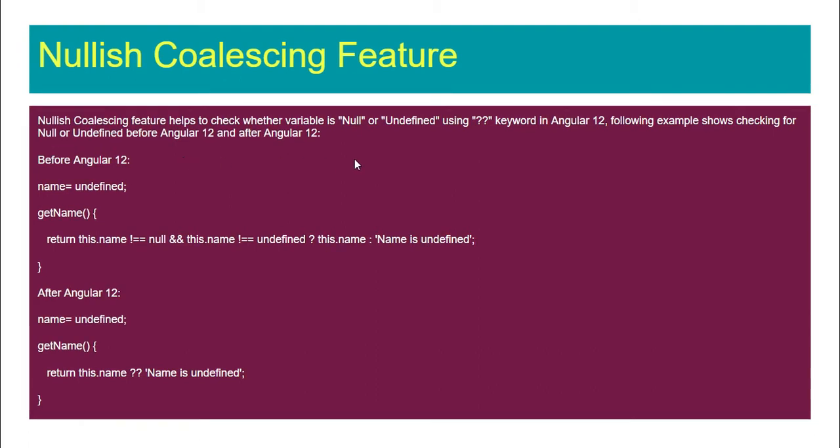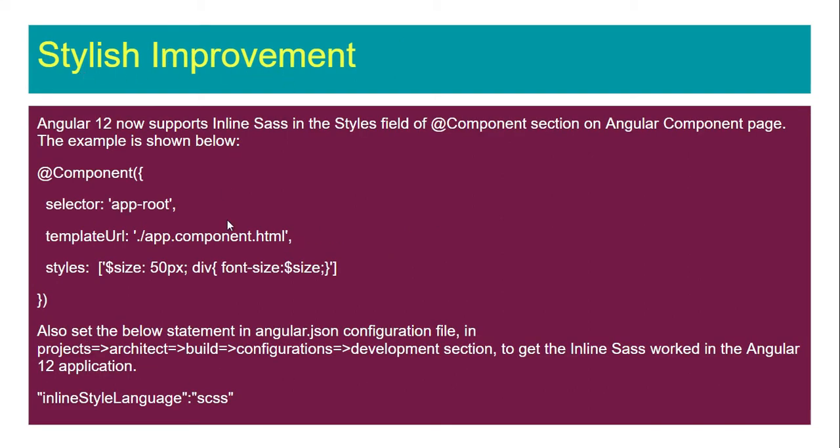So the second feature is Nullish coalescing feature. Nullish coalescing feature helps to check whether a variable is null or undefined. So in Angular 12 we can use double question mark to check if the variable is null or undefined. The below example shows the before Angular 12 and after Angular 12 example. This is how we can improve the code with the help of double question mark to check for variable null or undefined.